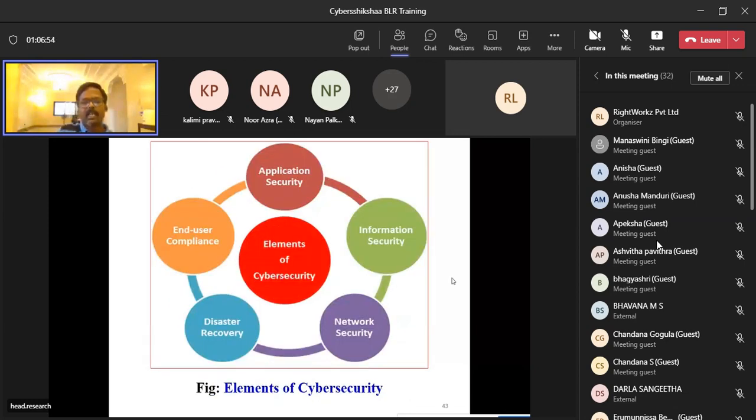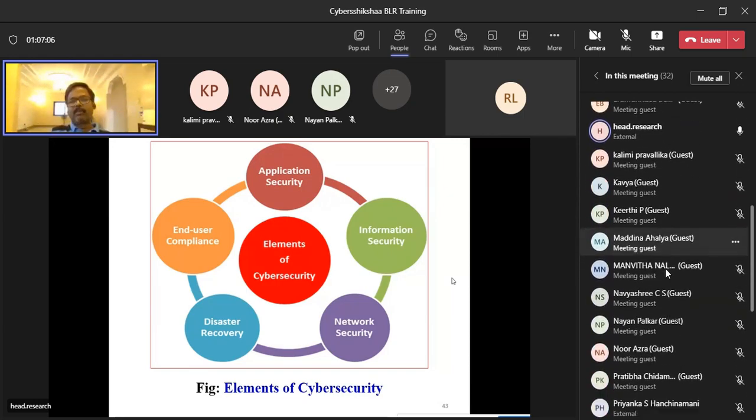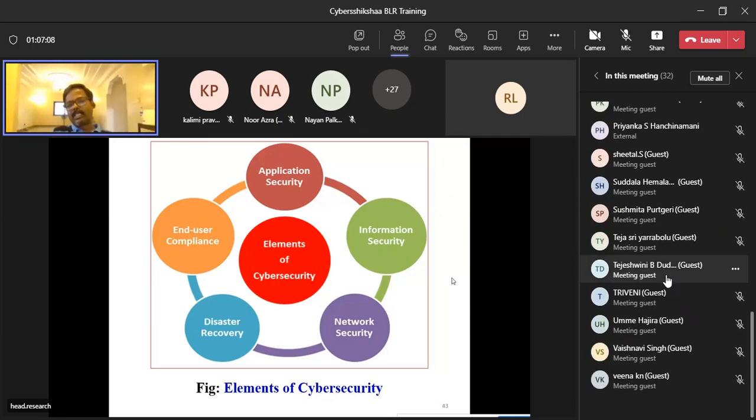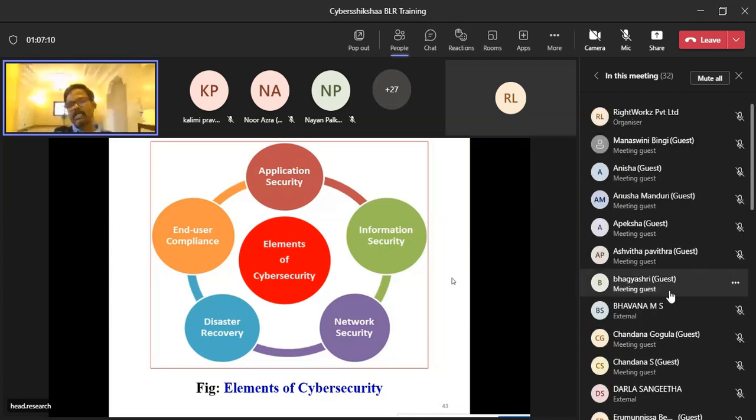And these are the elements of cyber security. Application security is nothing but we are using a number of apps, a number of applications, how you are providing security at the application level. That is called application security. Information security is nothing but information means processed data and security means to protect the data. And network security is nothing but at the network level how you are providing the security.